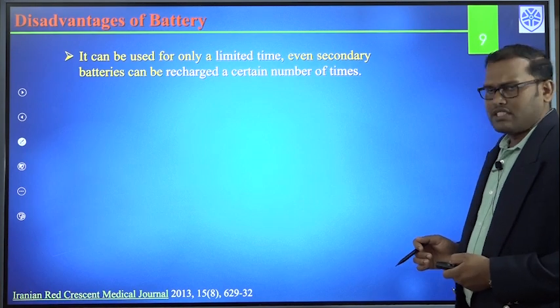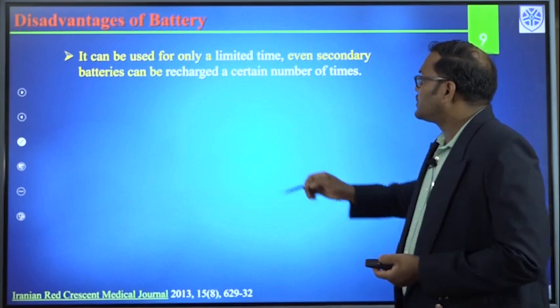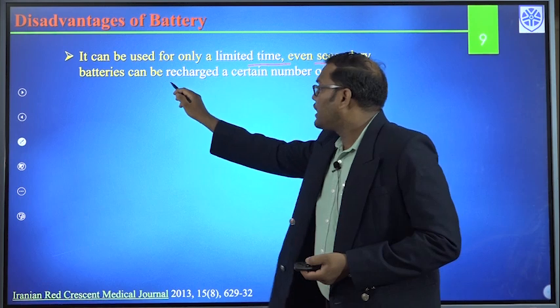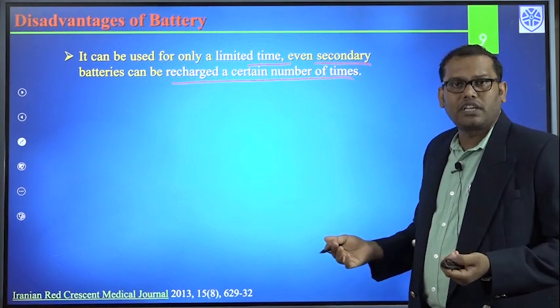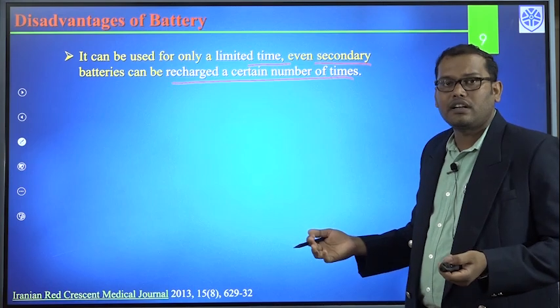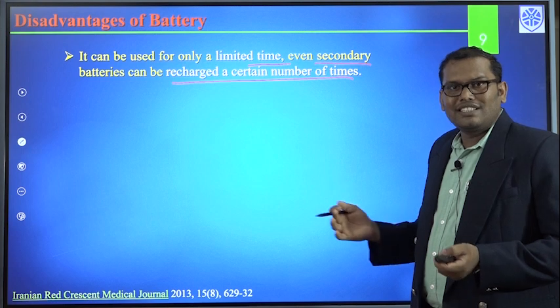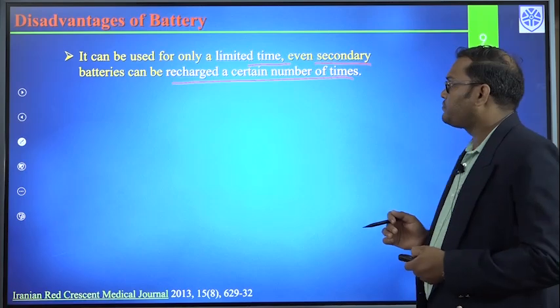So, disadvantages. You also need to look for what the disadvantages of a battery are. It can be used for only a limited time. Even secondary batteries can be recharged only a certain number of times, maybe 1000 cycles. For example, a mobile battery you have to replace after 2 to 3 years. So, it is not a lifelong solution. That is one of the disadvantages.